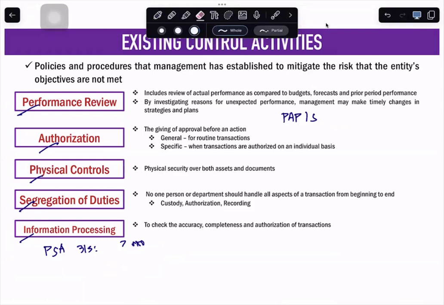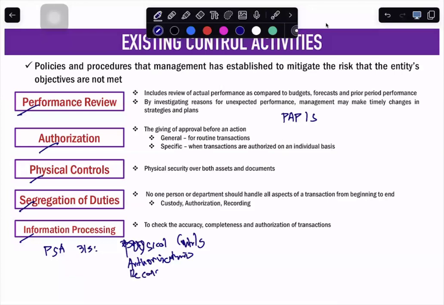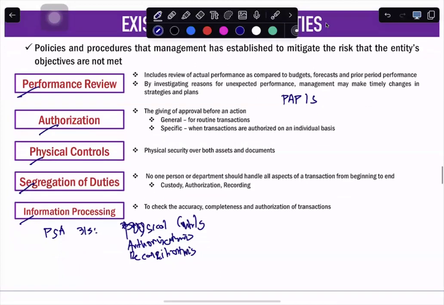So for your PARBs, we start first with physical controls, and then we have your authorizations, we have your reconciliations, we have verification, and we have segregation of duties. Okay. So we still have this item.